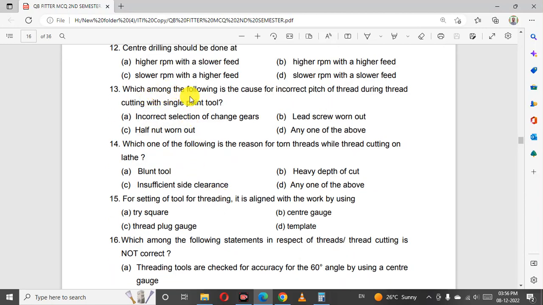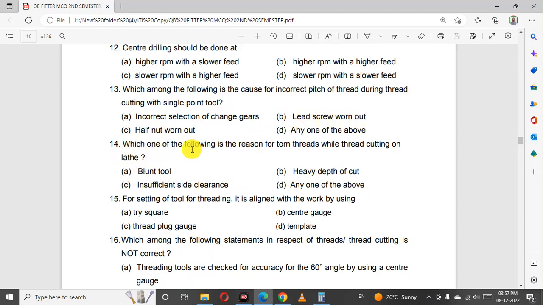Which among the following is the cause of incorrect pitch of the thread during thread cutting with a single point tool? Lead screw worn out.